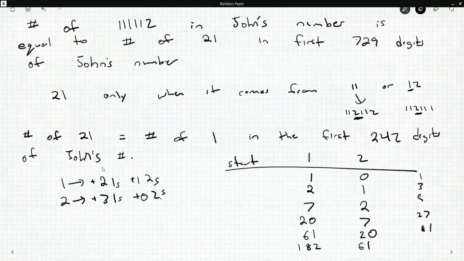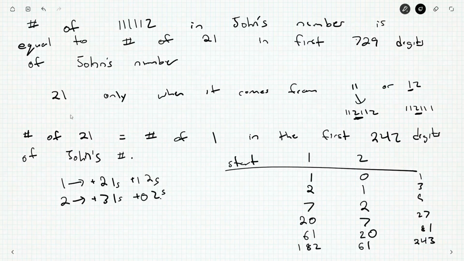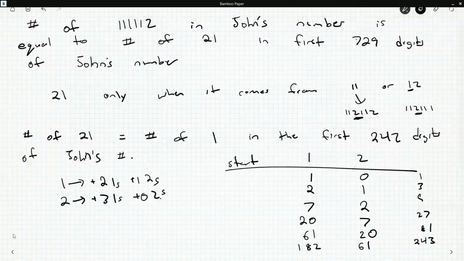So that's how many ones there are in the first 243. Now I could say to myself, well, yeah, but we wanted the first 242 digits, so there might be one less one. But look at our answers. 182, 183, 184, 185, 186. If there was one less one, 181 would be one of the answers. Okay? So I don't actually need to work that out.